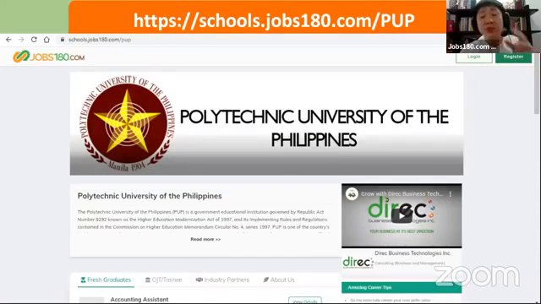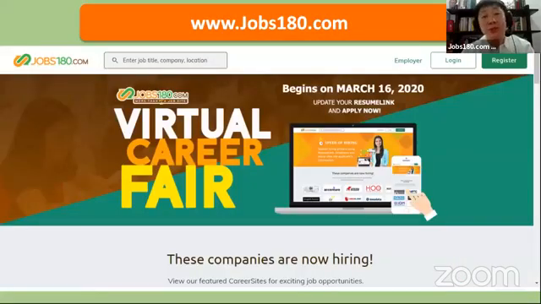From this, you can start to check for companies. Pwede mo scroll down, maghanap ka ng mga kumpanya na pwede mong applyan o gusto mong applyan. Kung nabitin ka, pumunta ka sa website ng jobs180.com, www.jobs180.com, at dito po kayo maghanap ng mga companies.